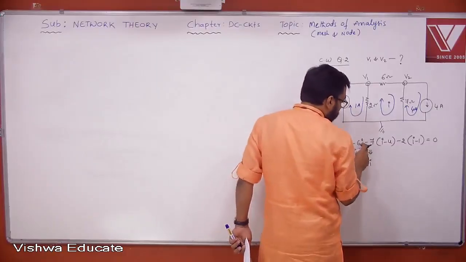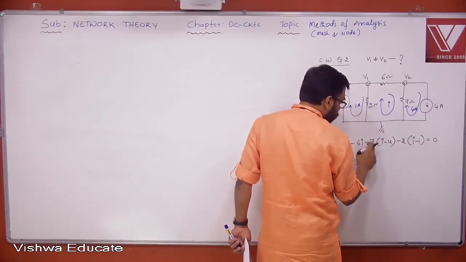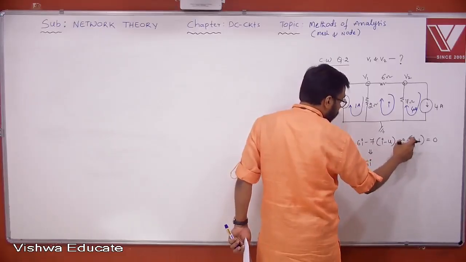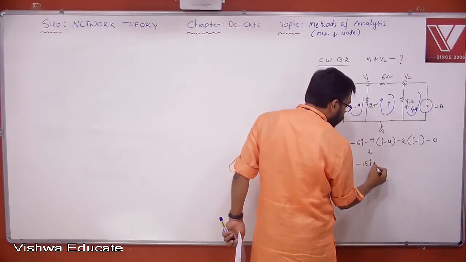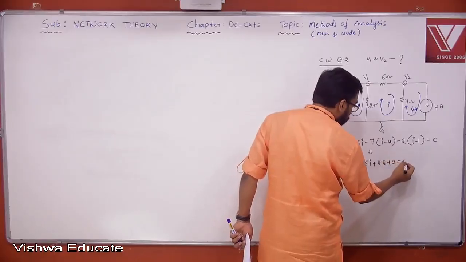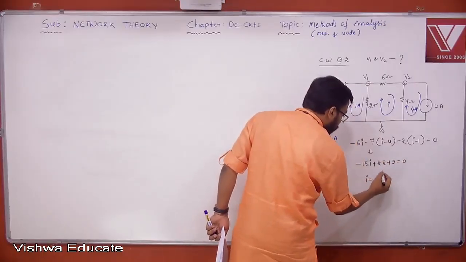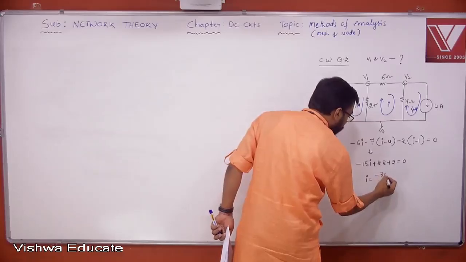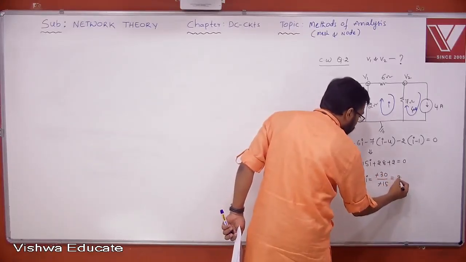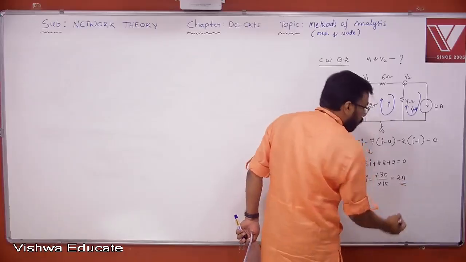Now minus of minus plus, that is 28, and minus of minus plus, that is 2. So plus 28 and plus 2 is equal to 0. So I will become minus 30 by minus 15, which is 2 amperes. You understand, all of you?